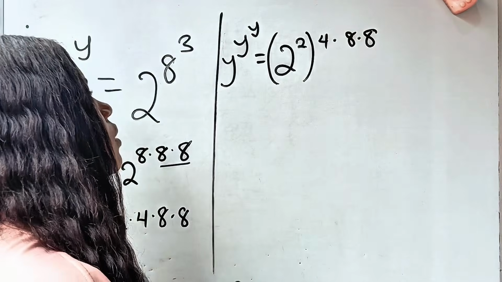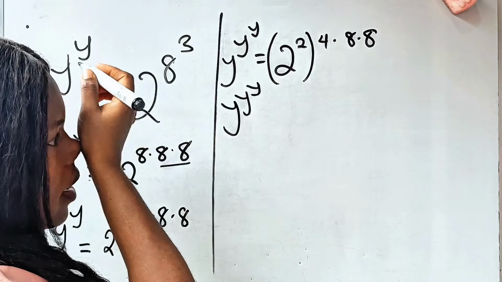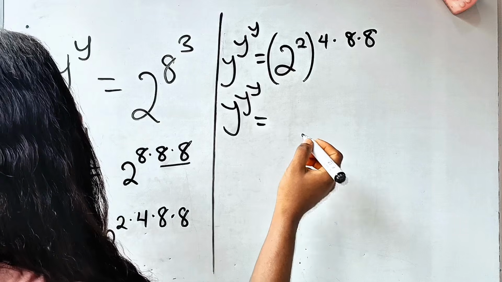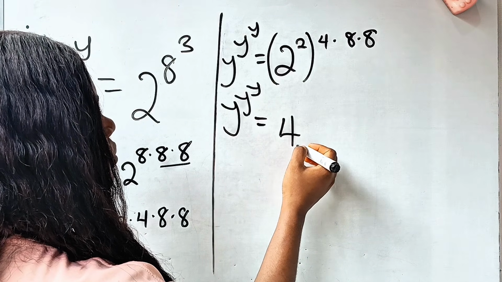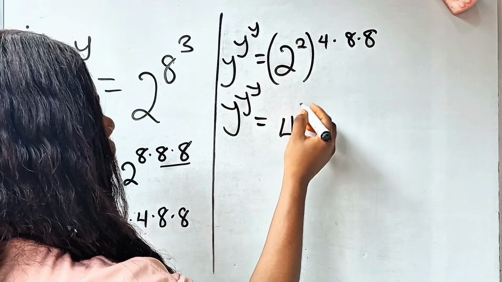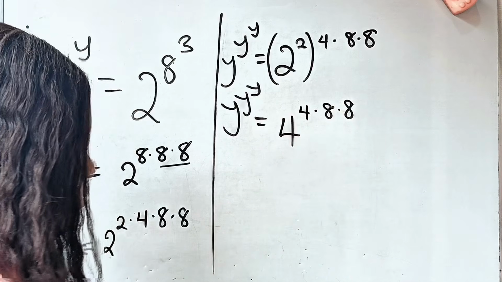Now, we will have y to the power of y to the power of y is equal to 2 to the power of 2 is 4, right? So we have 4 raised to the power of 4 multiplied by 8 multiplied by 8.